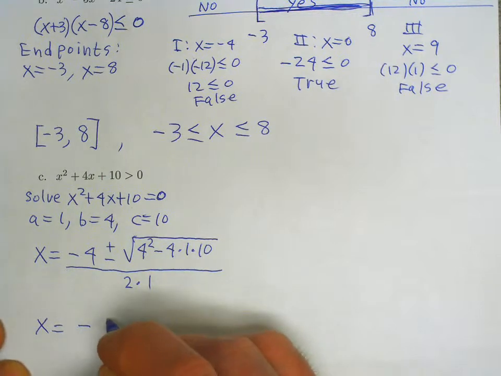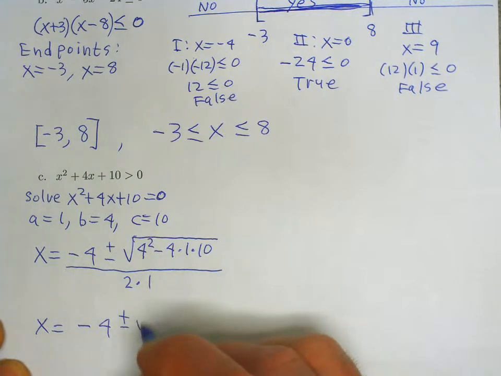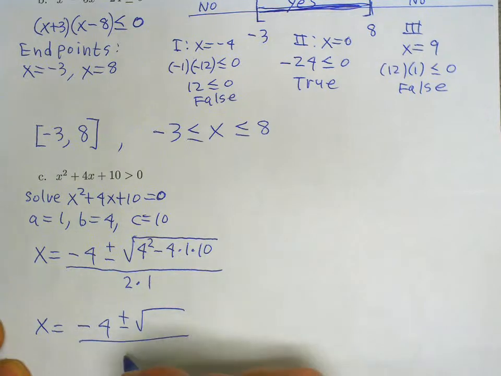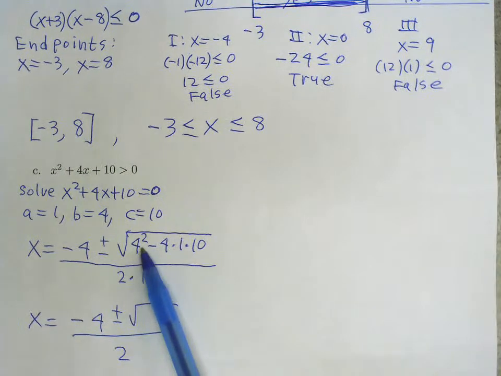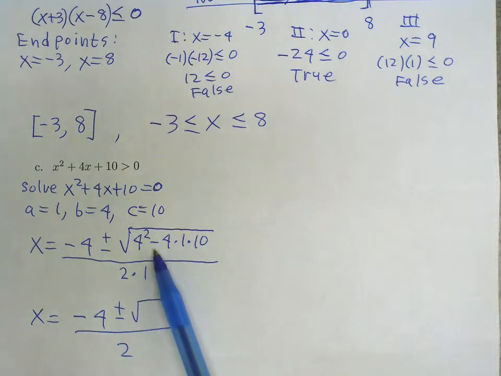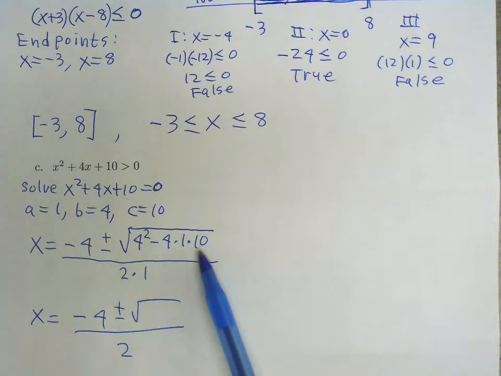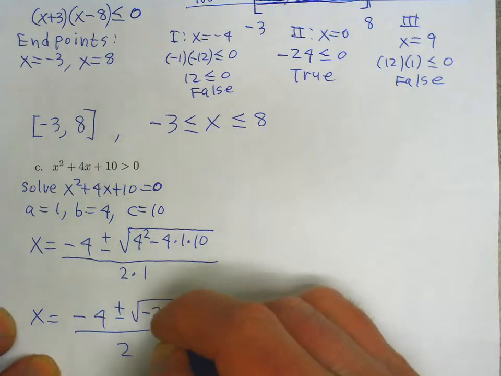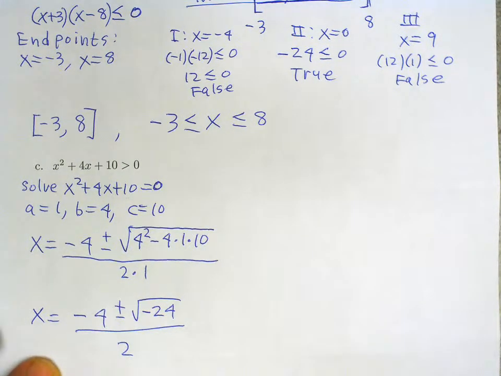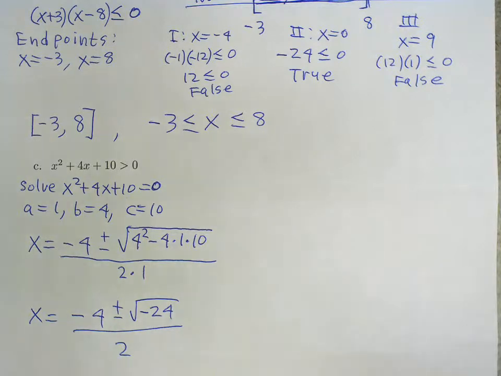And then in the numerator, -4 plus or minus the square root of some number, all divided by 2. Okay, so inside the square root, 4 squared is 16, and we're subtracting 4 times 1 times 10. 16 minus 40 is -24. Okay, for what we're doing, we don't need to simplify further because we know that the two solutions are non-real numbers.